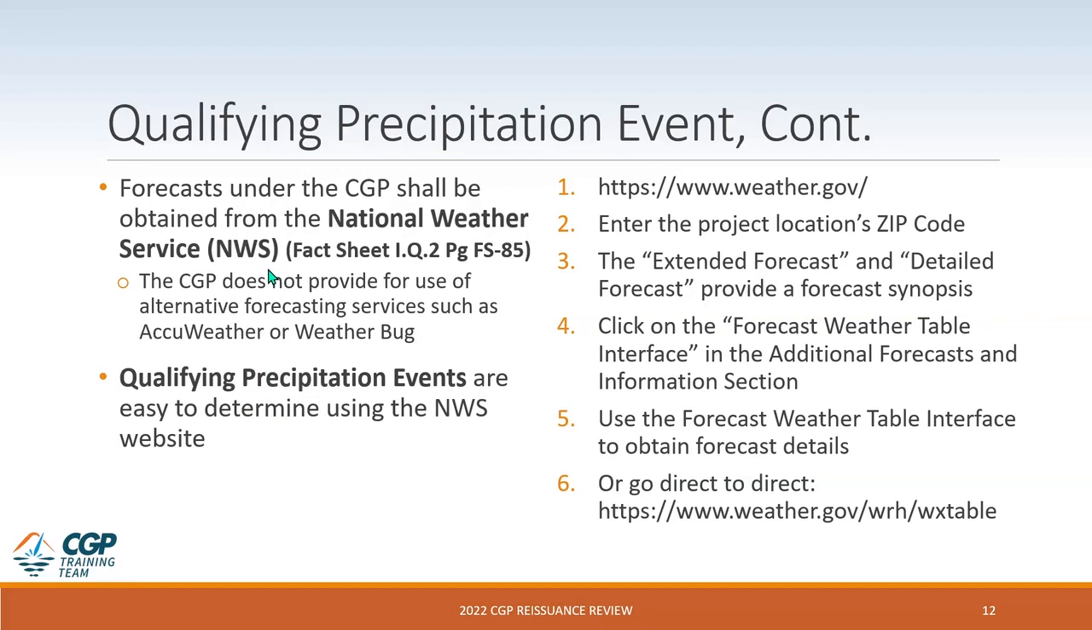Forecasts under the CGP are required to be determined using the National Weather Service. The construction general permit does not provide for use of alternative forecasting services such as AccuWeather or WeatherBug. Qualifying precipitation events are easy to determine using the National Weather Service website.